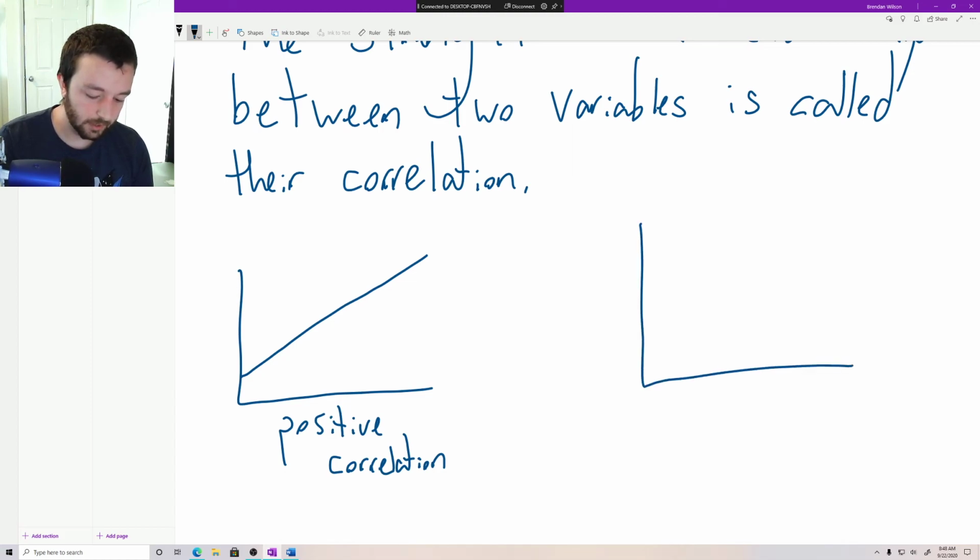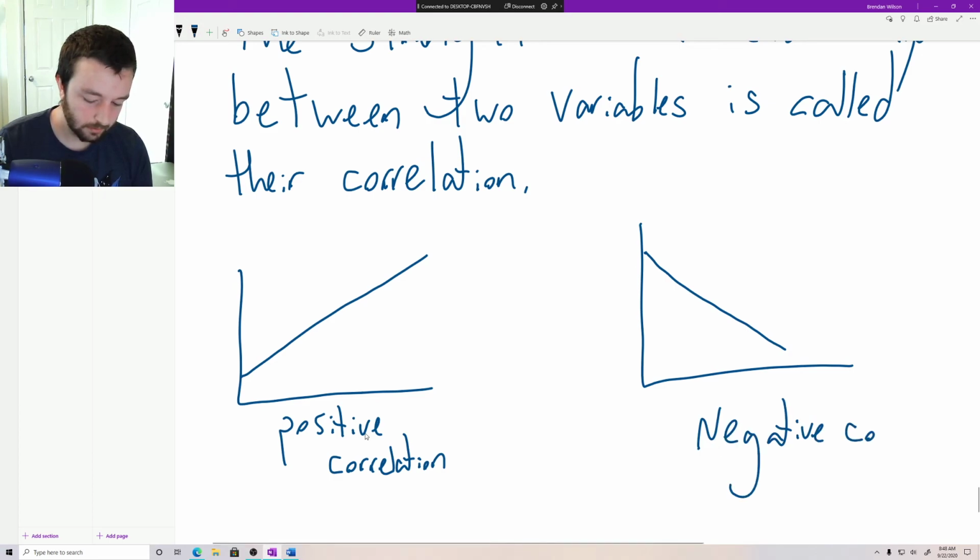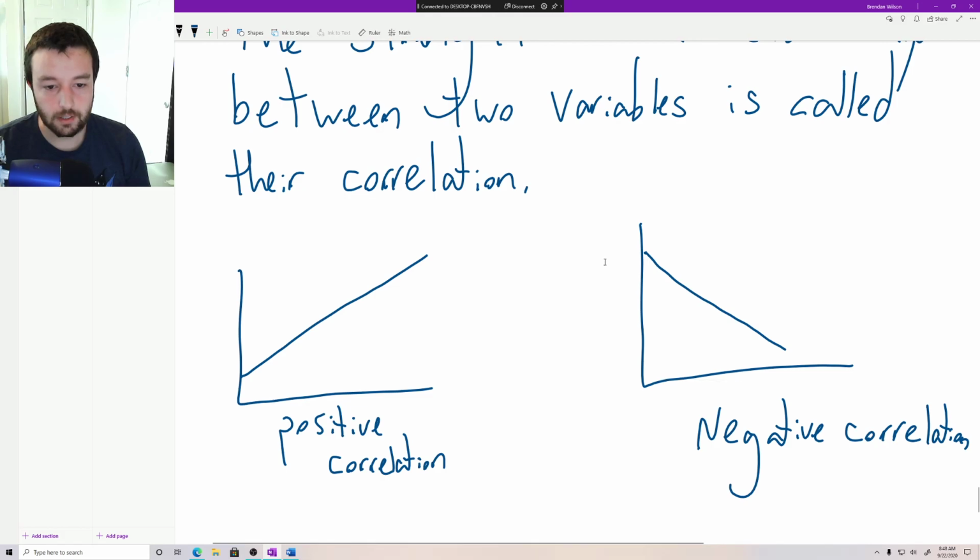And a negative correlation would be something like this. A negative correlation. So I'm just looking at the line here. These lines would be like our axes where our variables are. So I'm just looking at this line and this line. So on this one, as you go right, one of them goes down. Okay. So in both cases, though, they are correlated, meaning that there is a relationship between them.